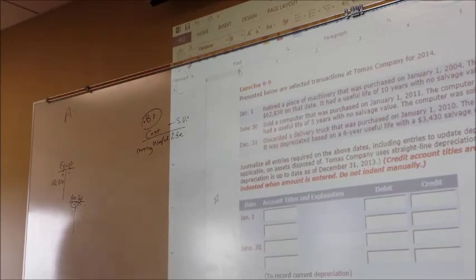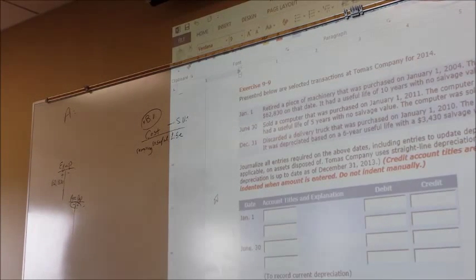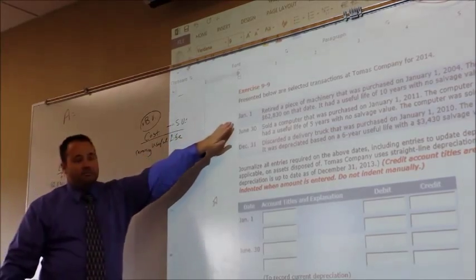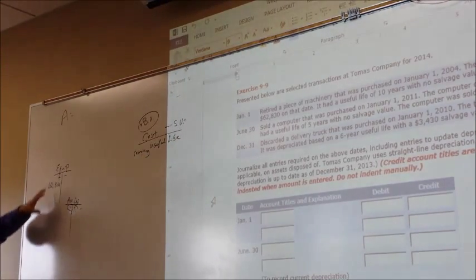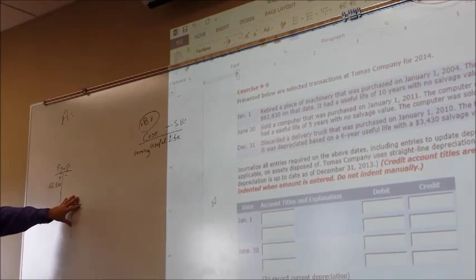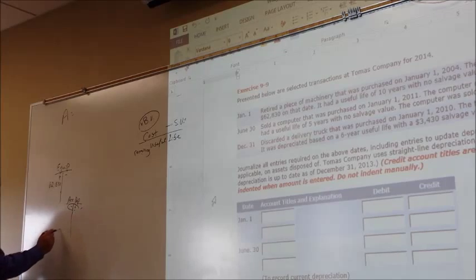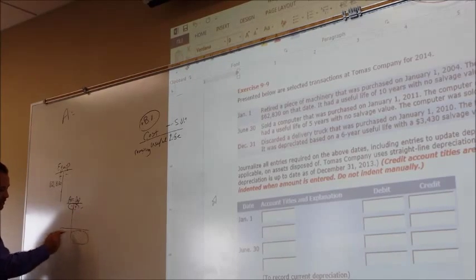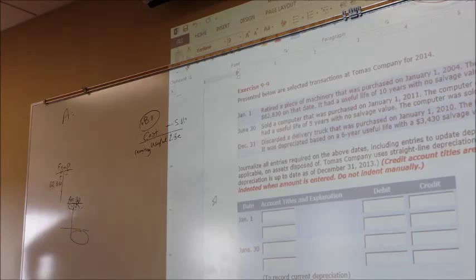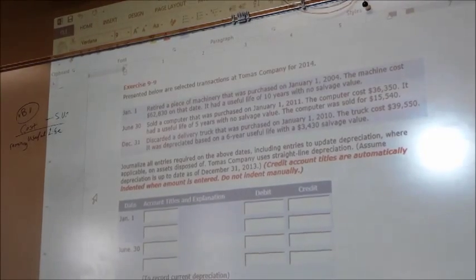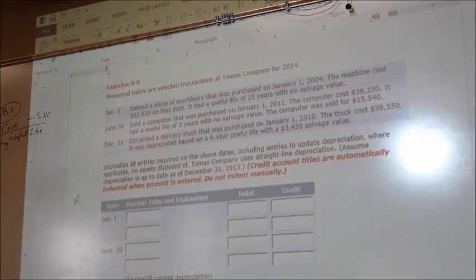So this one's easy to get the depreciation expense per year, because I'm going to need to know that. If I'm getting rid of something, I need to get rid of the equipment and its accumulated depreciation. How much is in my accumulated depreciation come the end of 2013? You got to know how much to get rid of before you can get rid of it. Should be zero. It was retired.